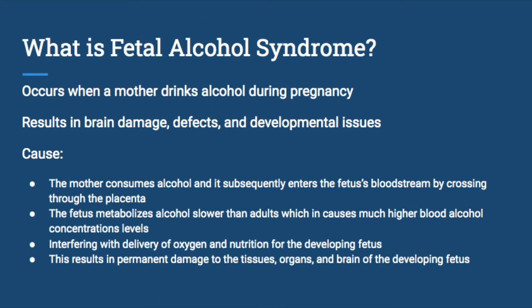What is fetal alcohol syndrome? Fetal alcohol syndrome occurs when a mother drinks alcohol during pregnancy. This results in brain damage, defects, and developmental issues. The cause of this is when a mother consumes alcohol and it enters the fetus's bloodstream by crossing through the placenta. The fetus metabolizes the alcohol slower than adults, which causes much higher blood alcohol levels. This interferes with the delivery of oxygen and nutrition for the developing fetus. This results in permanent damage to tissues, organs, and the brain of the developing fetus.